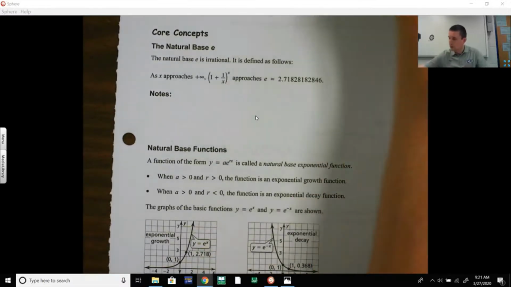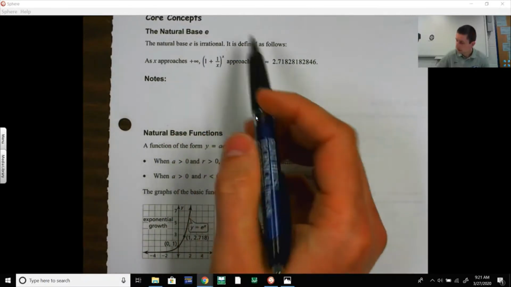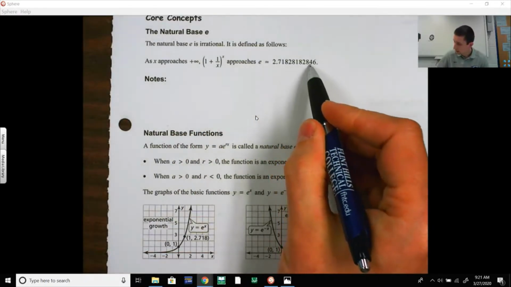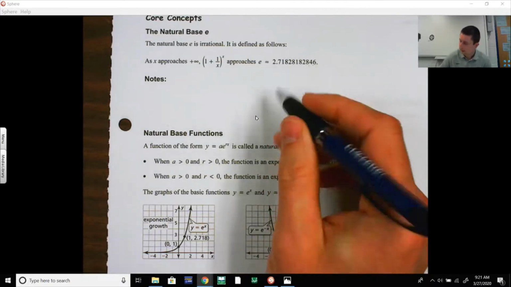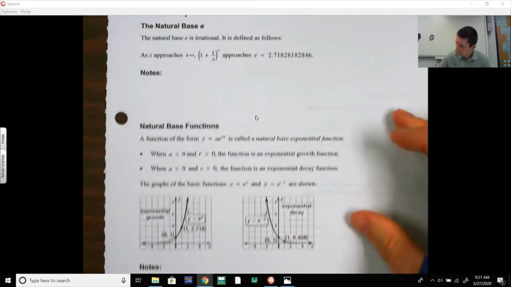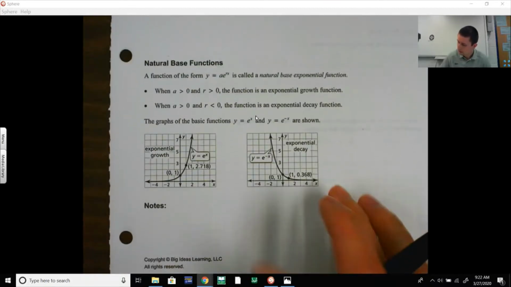So what we need to know here is we have the natural base e. Here you can see it differs after that last 8, 4, 6. It is irrational. It goes on forever, on the same like-mindedness of pi, other than pi has a geometric relationship, and e doesn't really have that.